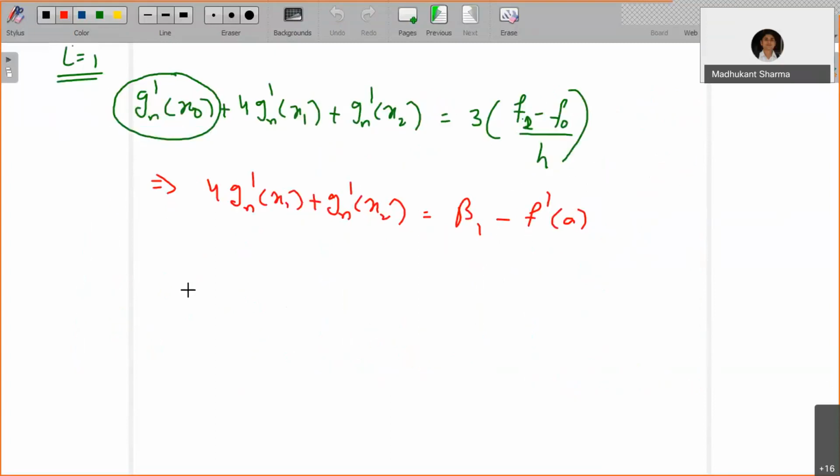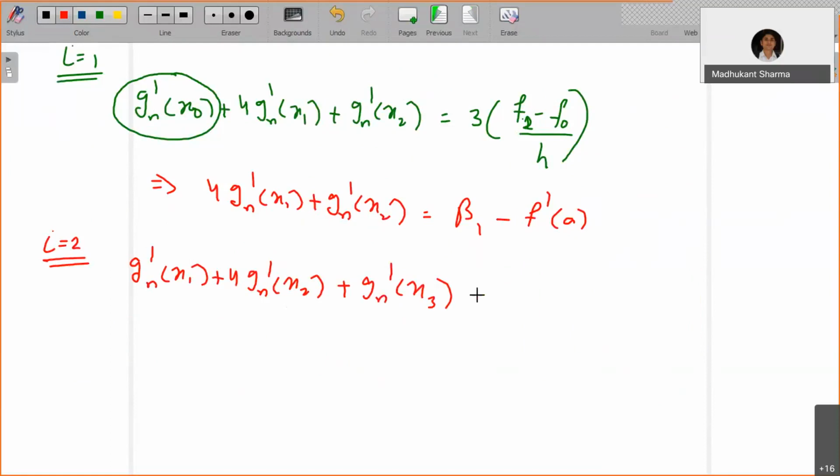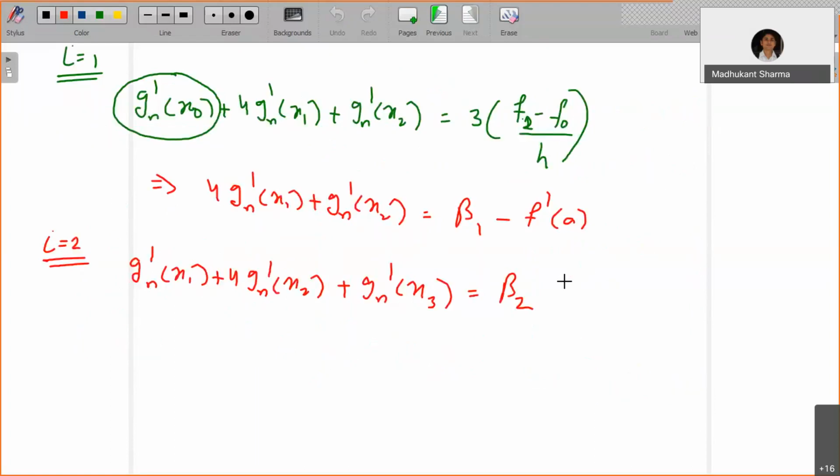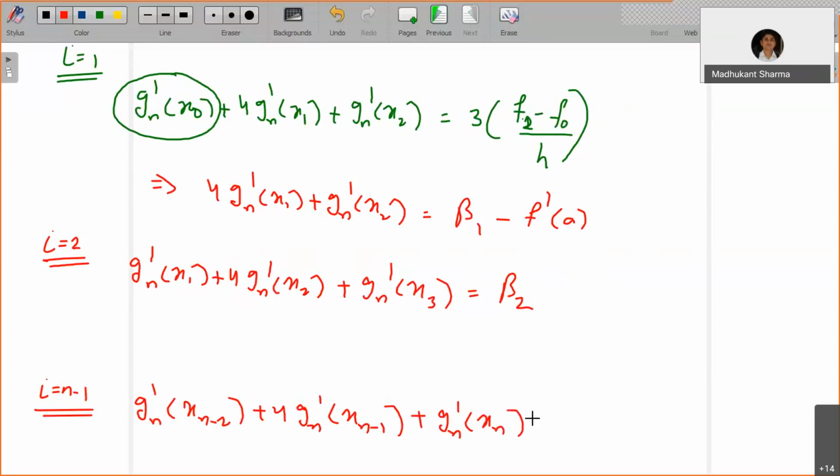Now for the case i equals 2, you have the equation gn dash at x1 plus 4 times gn dash at x2 plus gn dash at x3 equals beta 2. That is the second row: 1 times gn dash at x1 plus 4 times gn dash at x2 plus gn dash at x3 equals beta 2. Similarly, and so on, for i equals n minus 1 the last case also needs to be discussed. That is gn dash at x n minus 2 plus 4 times gn dash at x n minus 1 plus gn dash at xn equals beta n minus 1.